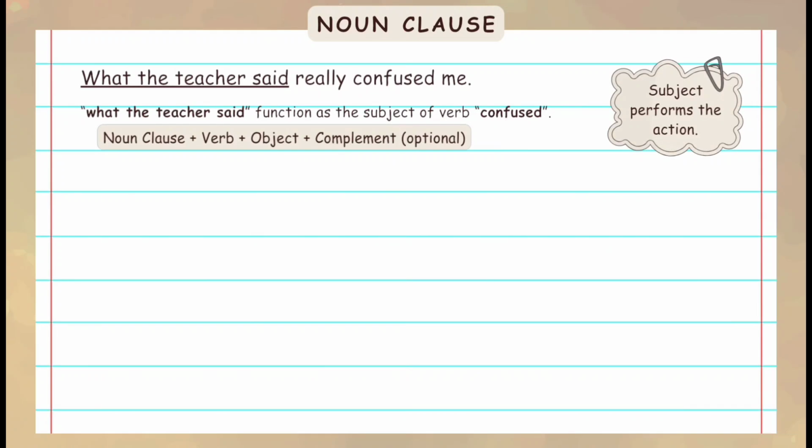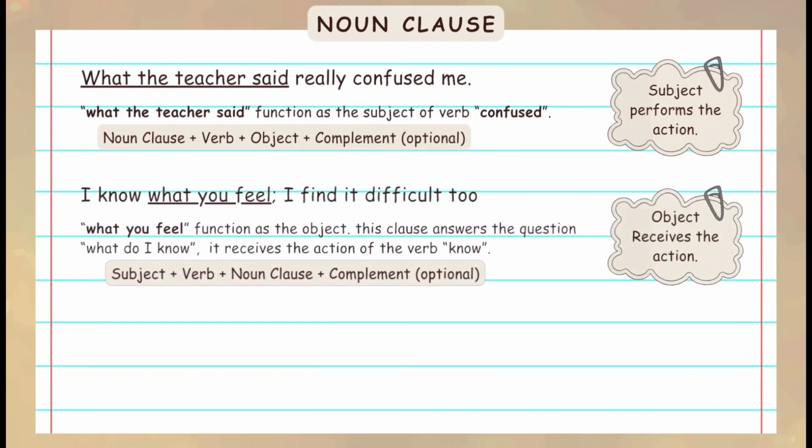Now let's start with the first sentence. What the teacher said really confused me. Here, what the teacher said is a noun clause and it acts as the subject of the sentence. As we know, the subject is the thing that performs the action. So in this case, what the teacher said performs the action confused. It's the thing that causes the confusion. So the structure will be noun clause plus verb plus object, or you can also add complement. It's optional.